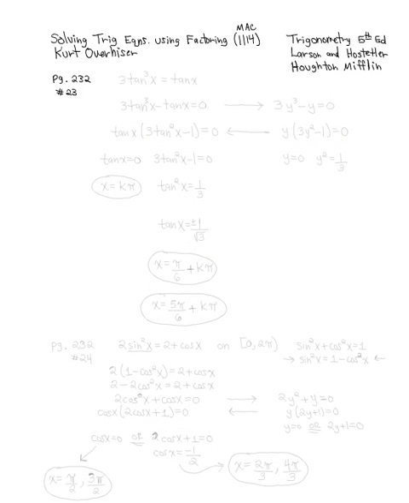Okay, today's topic is going to be about solving trigonometric equations using factoring. This is from Trigonometry, or MAC 1114. My name is Kurt Overhiser, and I'll be your host as we do, I think, about 3 examples. The examples that we are going to take are taken from the textbook entitled Trigonometry 5th Edition by Larson and Hostetler. The first one we're going to look at is found on page 232, problem number 23.